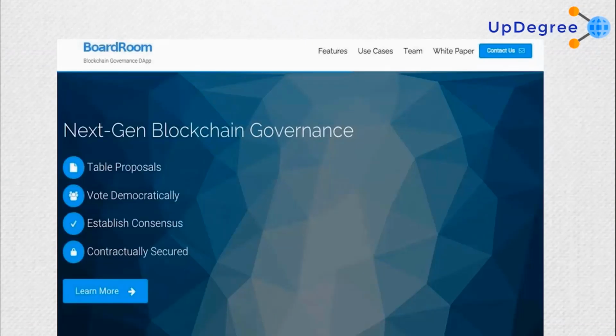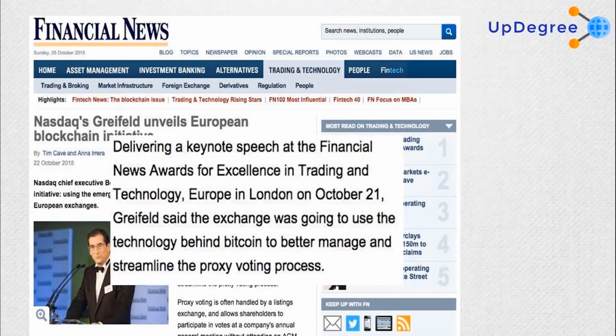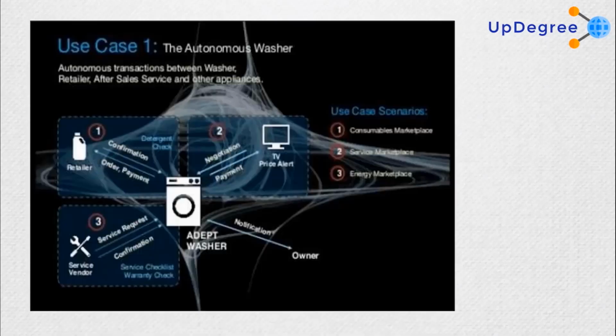Boardroom, it's used for votes. It's contractually secured. This is one example. It comes with blockchain governance. Very interesting, Boardroom is one of the good blockchain apps that you can use for voting democratically. Basically, this is one of the snippets that I have taken from October 21st, where Nasdaq's Greenfield is talking about blockchain and how it is going to streamline the proxy voting processes. And there are some other things: consumables, service marketplace, energy marketplace. So basically it can be used in any of the places.